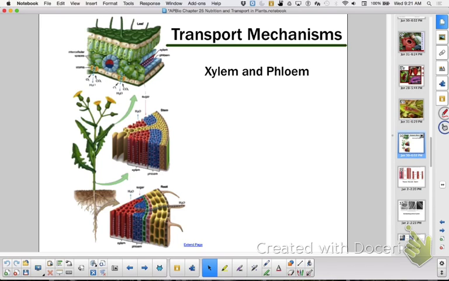I want to back up our presentation just a little bit to review. We are under Chapter 25, Flowering Plants, Nutrition and Transport, and we are in Section 25.3, Transport Mechanisms in Plants. And so the two vessels that we're looking at are xylem and what? Phloem. Okay? And which one is dead usually at maturity? Xylem. Xylem is usually dead at maturity.